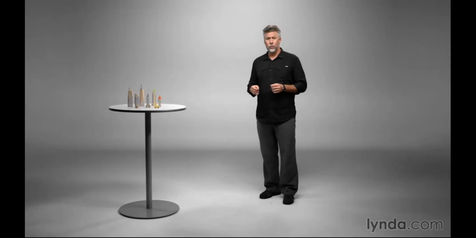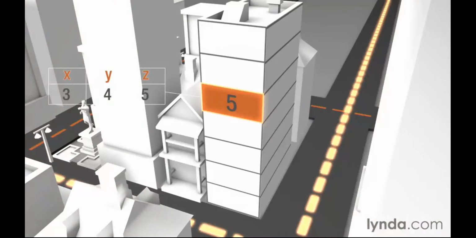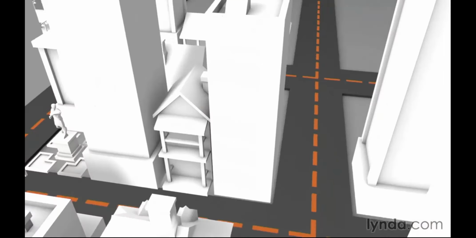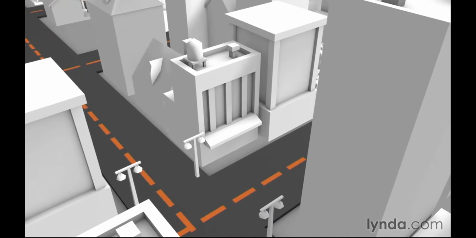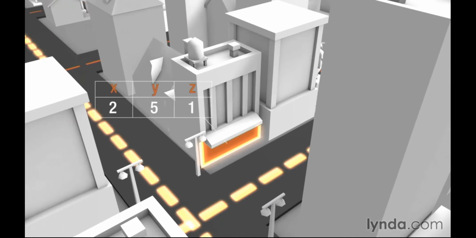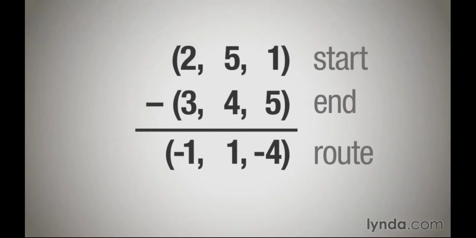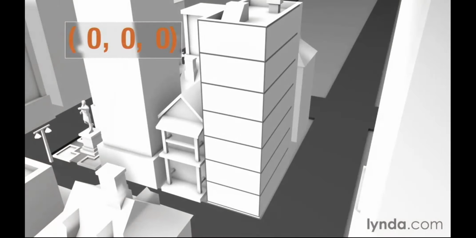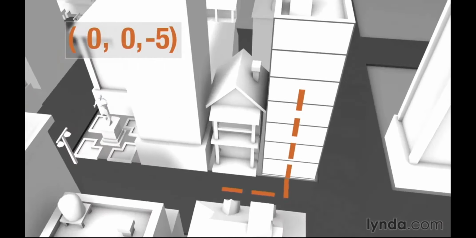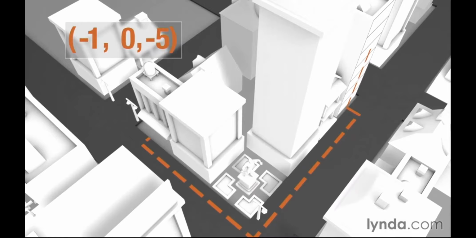Let's go back to our virtual city. Preston is on the fifth floor of a building at 3rd and 4th. He wants to travel to work on the first floor of a building at 2nd and 5th, and wants to know how to get there. If we just use the world coordinates, then telling him how to get there requires a bit of math. Now that's too complicated. A simpler way is to use Preston as our center and tell him to go 5 floors down, 1 block over, and 1 block up.